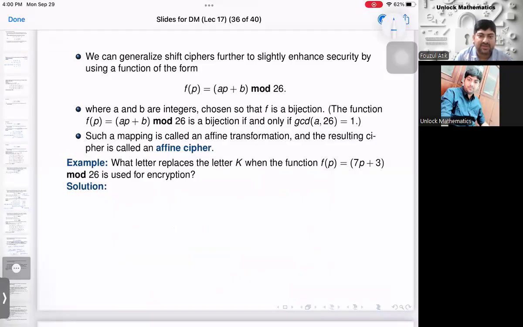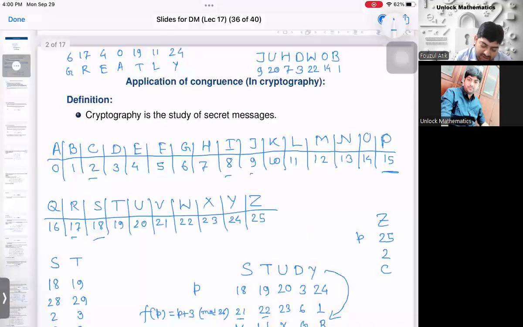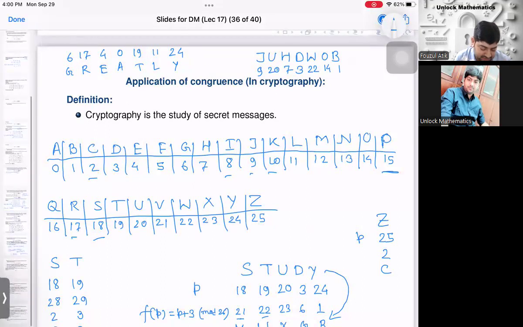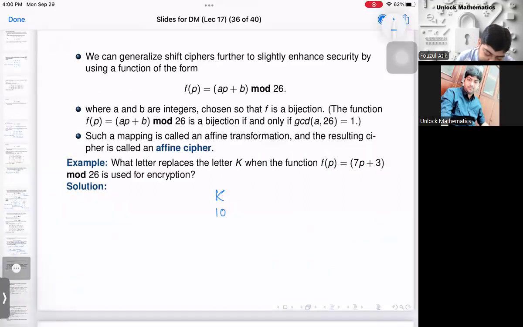Now, if you have understood that, check this: what letter replaces the letter K when the function f(p) = 7p + 3 mod 26 is used for encryption? The original number for K is 10, so p is 10. Now f(p) = 7p + 3 mod 26, so 10 into 7 is 70, plus 3. So it is 73 mod 26.